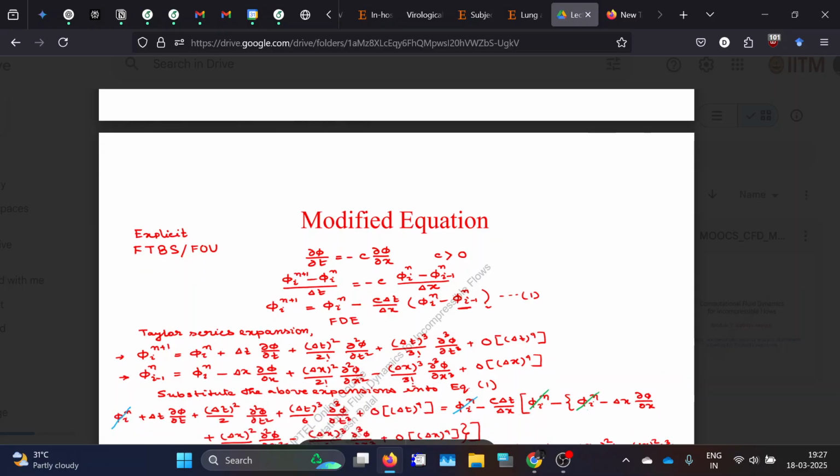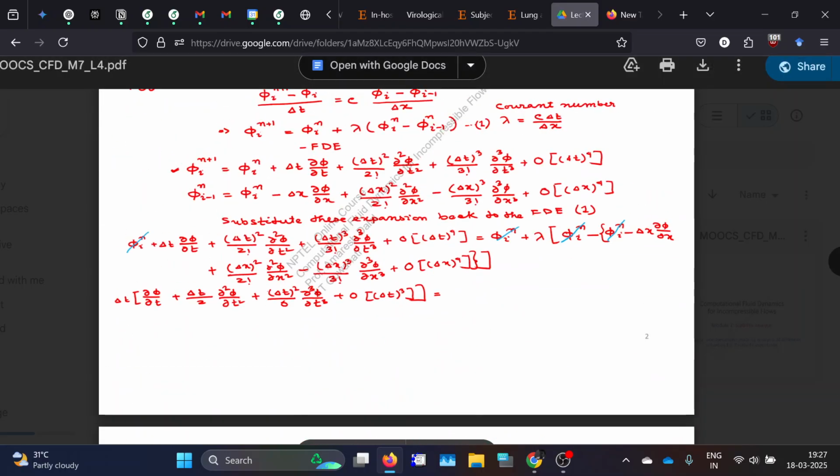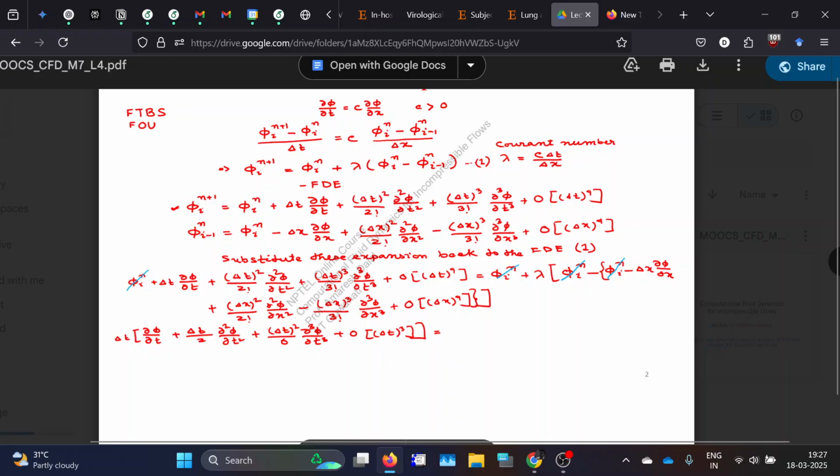No, that is the next thing. The first thing, in the first slide only itself. Keep it on the first slide. Yeah. The first step: del phi by del t is equal to minus c del phi by del x.